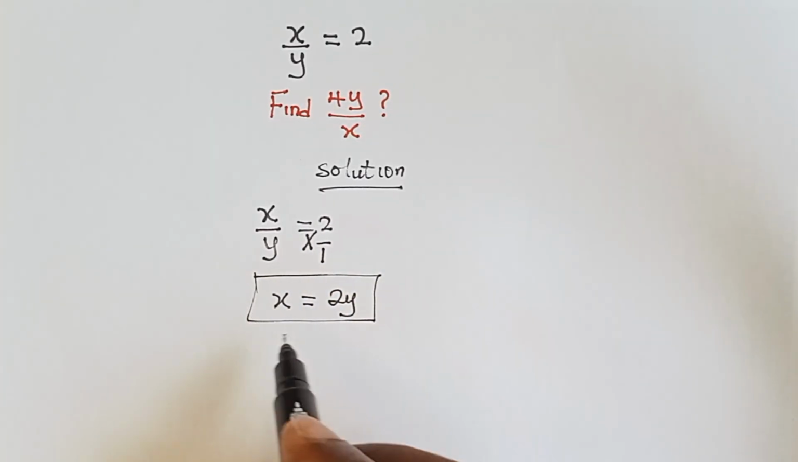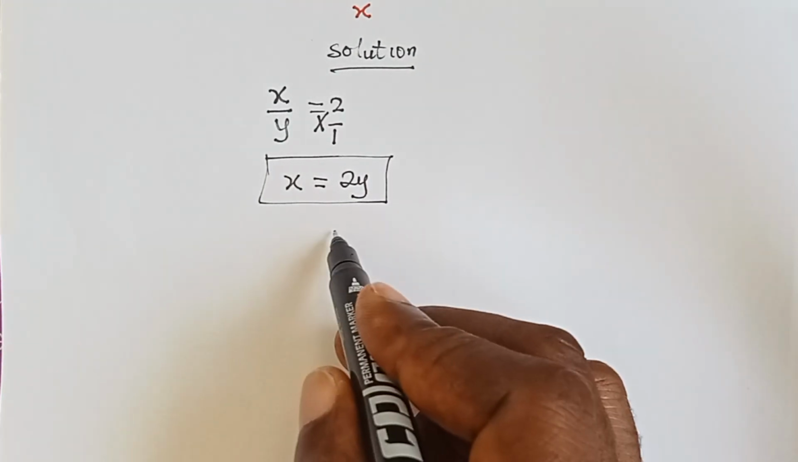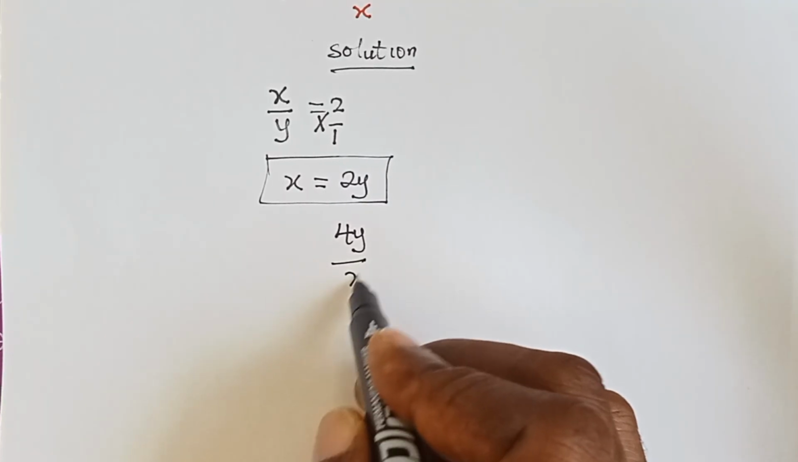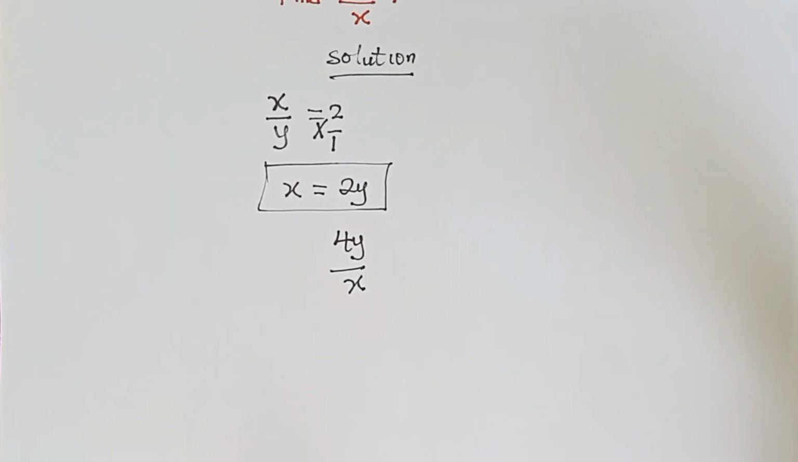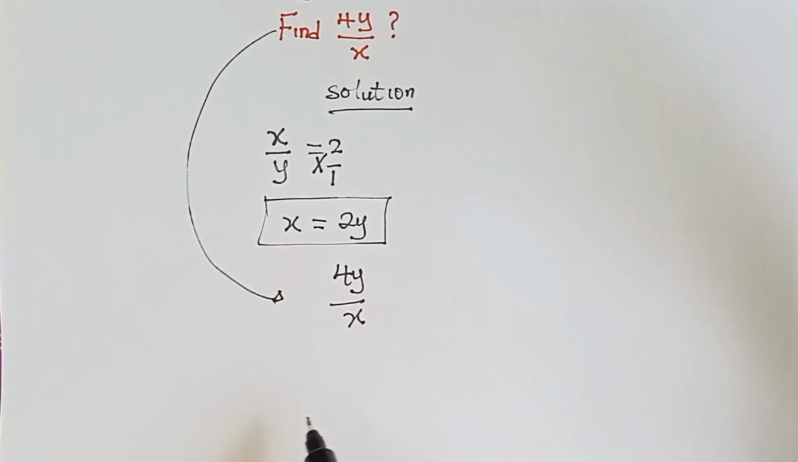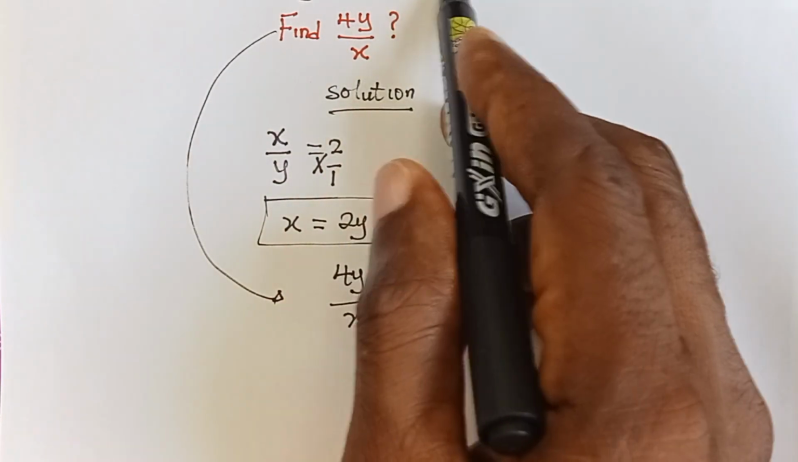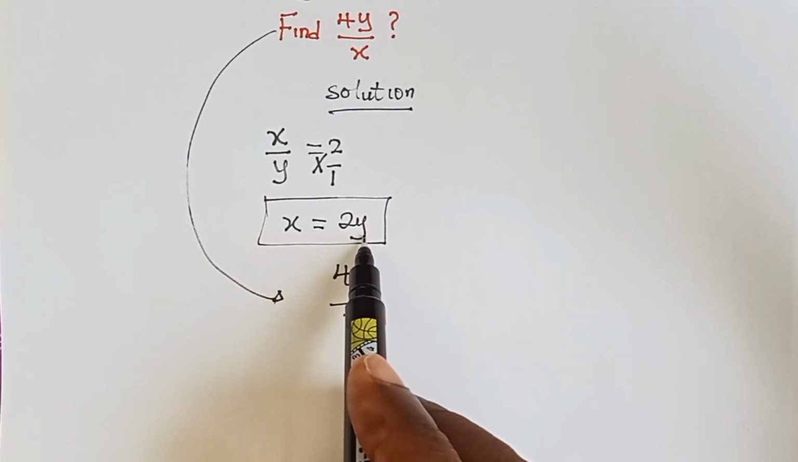So we can say our x equals 2y, and that means that anywhere we see x in 4y over x, we're going to write 2y. Alright, so remember this, this is what we have to find, 4y over x. And then from the first equation, we have made x the subject of the formula, which is equal to 2y.